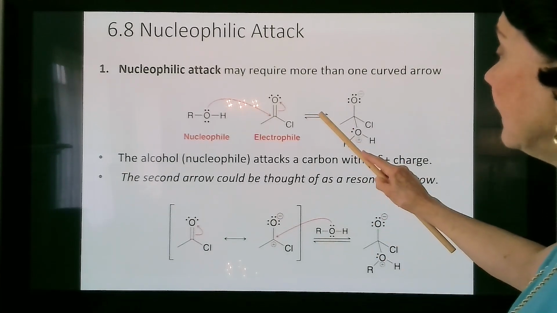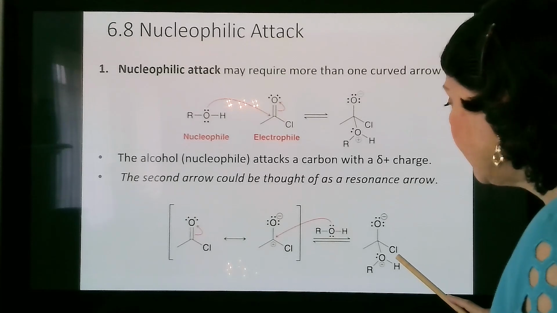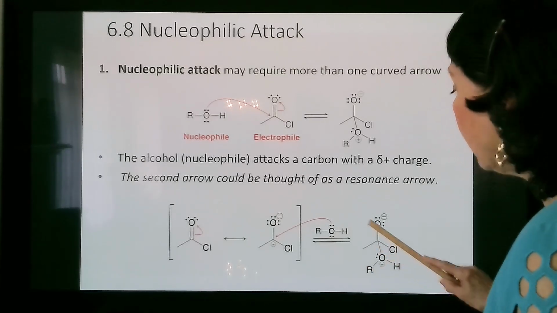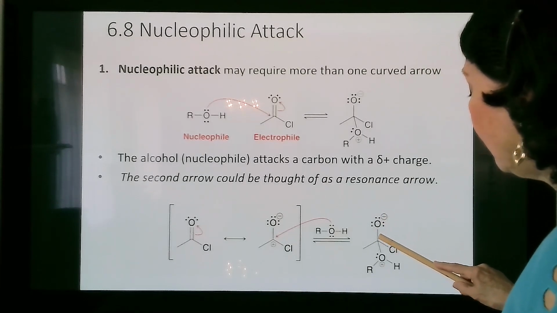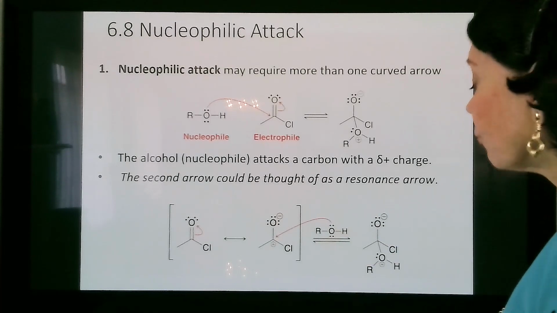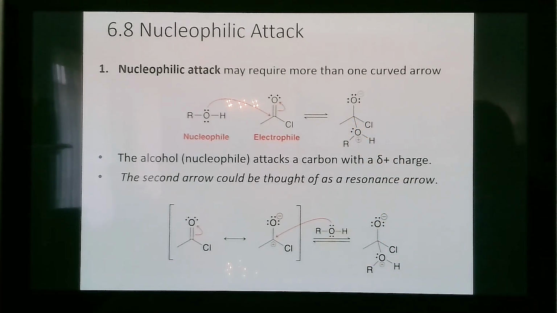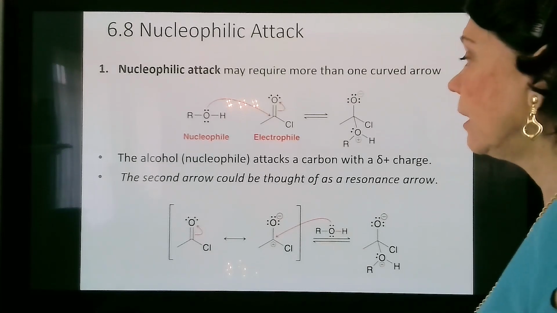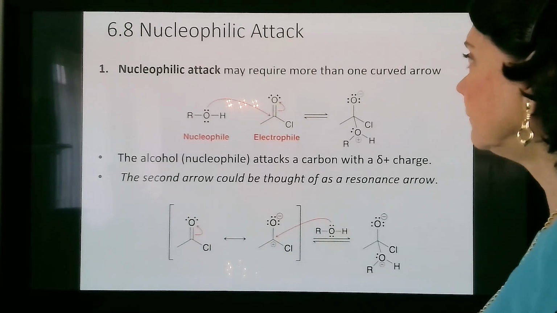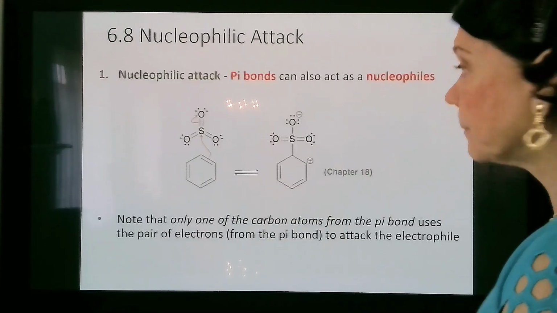Notice that it's drawn as an equilibrium. So you could have this alcohol molecule coming off, and the pi bond, the carbonyl pi bond, reforms. So this is an equilibrium. It has a low energy of activation. So that's still on the nucleophilic attack.